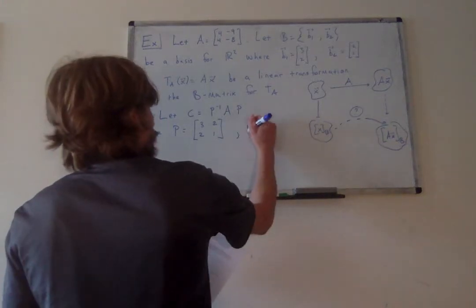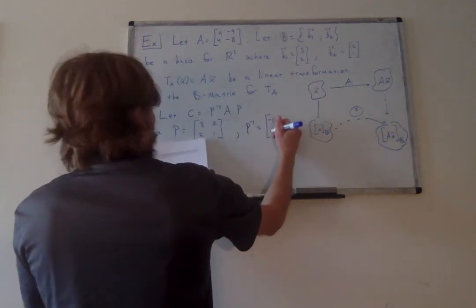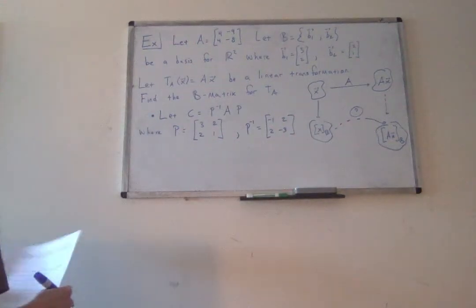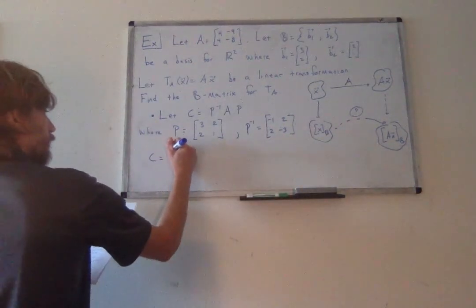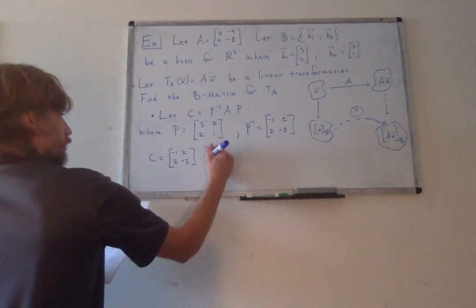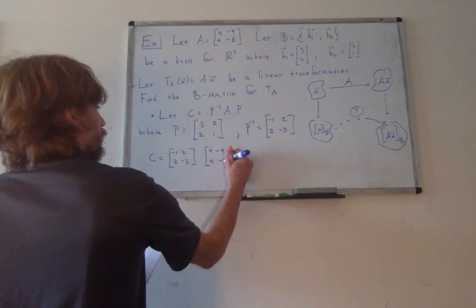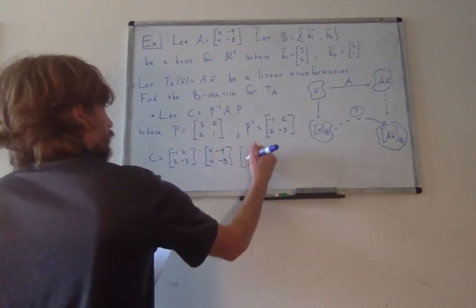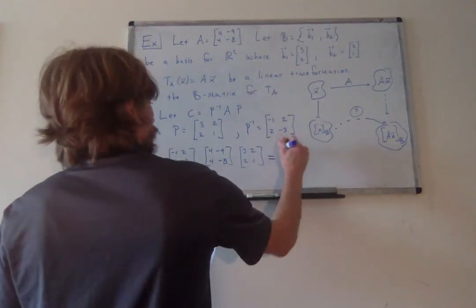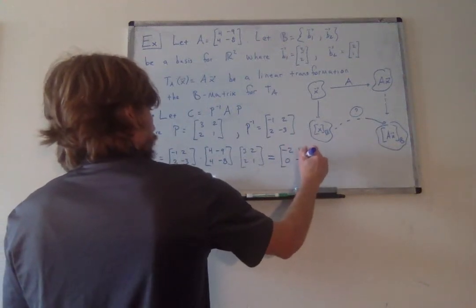Using determinants and our inverse knowledge, I calculated that P inverse was equal to [-1, 2; 2, -3]. And so that means that C is equal to a long string of matrix multiplication, and if you go through all of this multiplication, you get the following matrix.